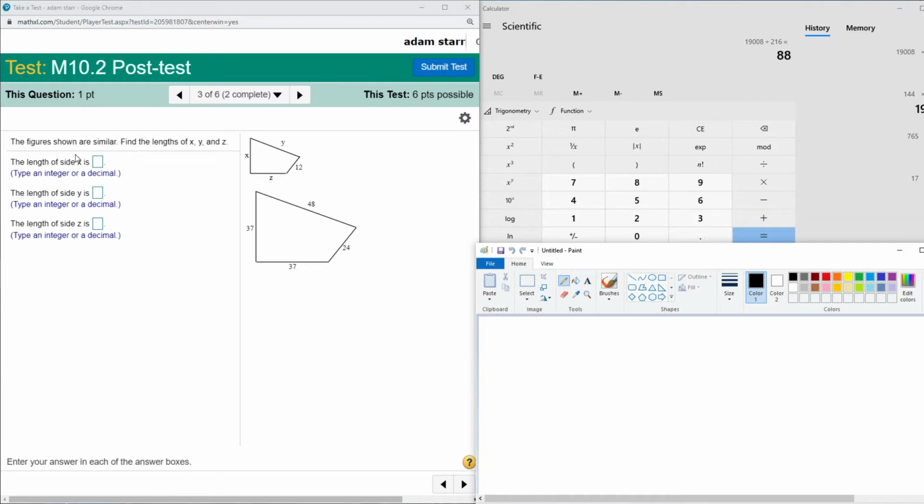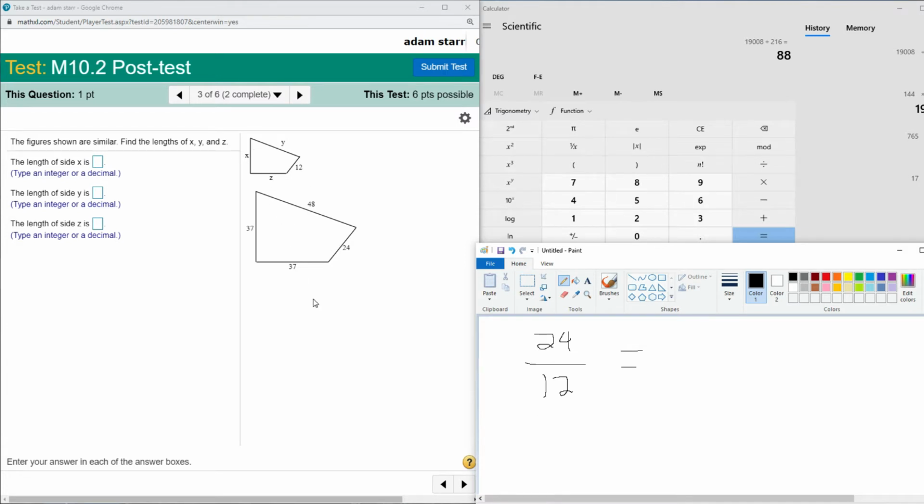Okay, the figures shown are similar. Again, these two figures are similar. And then find X, Y, and Z. Okay, so again, I'm going to look at the two sides that I know in both figures, so I know the proportion. So in this case, my big figure and the small figure, I know this side of both. So that's going to be where my proportion comes from. So I'm going to put the bigger figure in the numerator. So 24 is to 12. So that's my proportion. 24 is to 12.